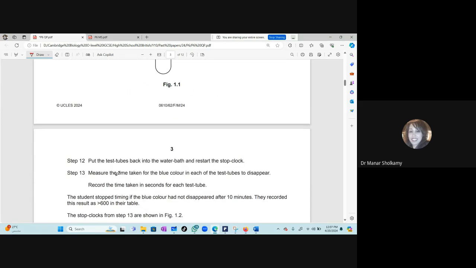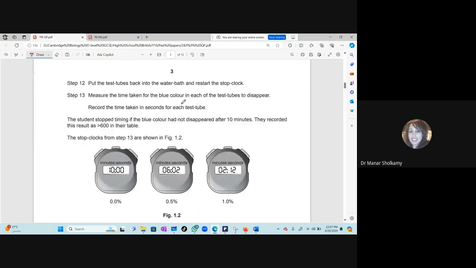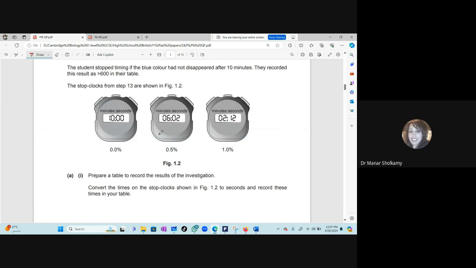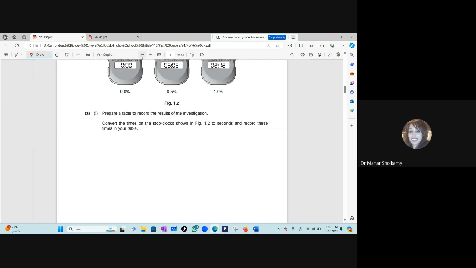We have this investigation. We took it somewhere. And then 12, put the test tubes back into the water bath. And 13, measure the time taken for the blue color to disappear. Okay, and they're giving you here the stopwatches and the time. Prepare a table to record the results of the investigation. Of course, you are all amazing in making tables, but still, I see some mistakes. And the common mistake that I'm seeing is that you put the units in the body of the table. No, no, no. We do not put the units in the body of the table.